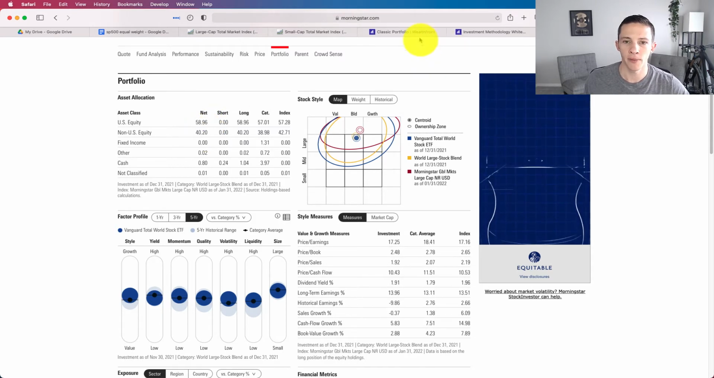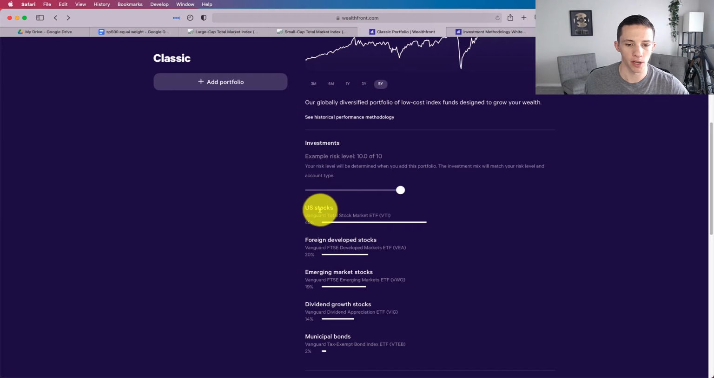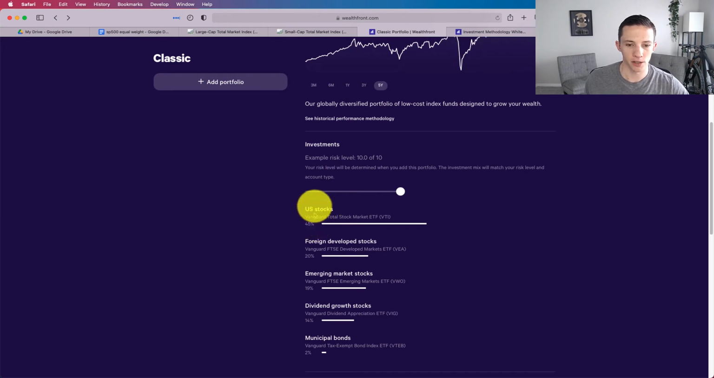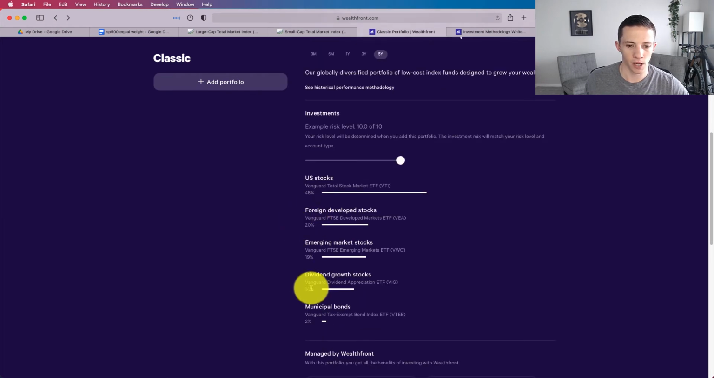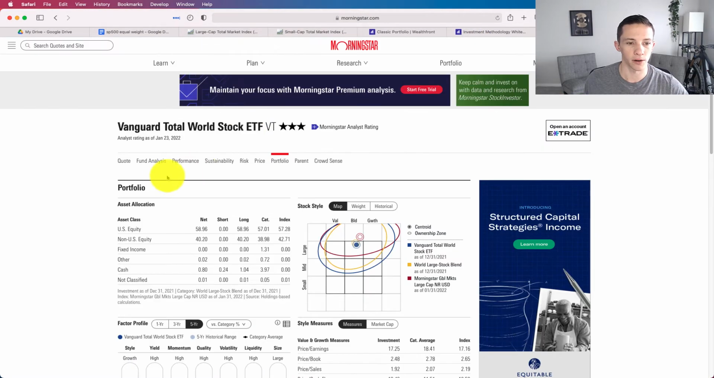If we go back to Wealthfront's portfolio, what are they doing? 45% to US here. Oh, then they've got dividend growth at 14%. So that's putting you pretty damn close to what the total world split is here as represented by VT ETF.